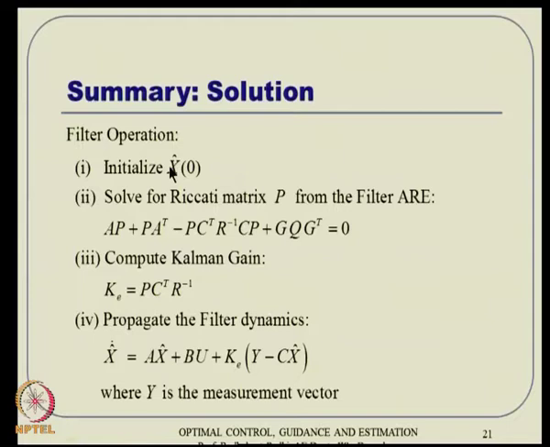For the filter operation, we initialize first, something like x hat of 0. Then we need to solve this Riccati matrix equation, the filter ARE. Then you can compute the Kalman gain, and then you can propagate the filter dynamics, because x hat 0 is known and the filter dynamics structure is known with a deterministic value of Ke. So there is nothing unknown now. Because of the nature of the solution, it is guaranteed to give stable error dynamics. That means the error x tilde, x minus x hat, will ultimately go to 0 as t goes to infinity.